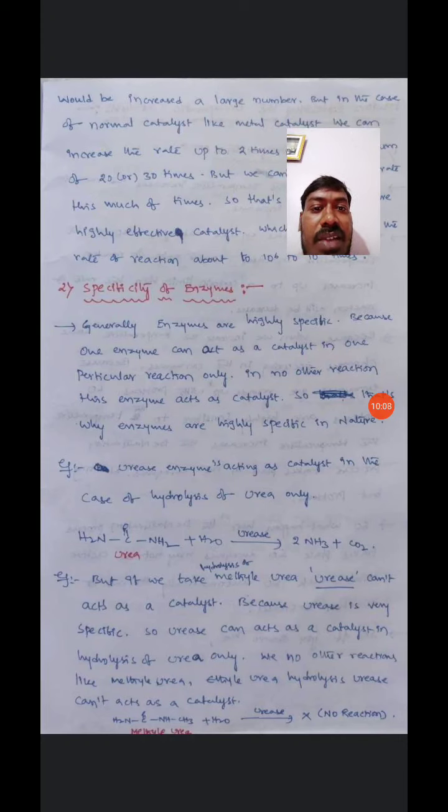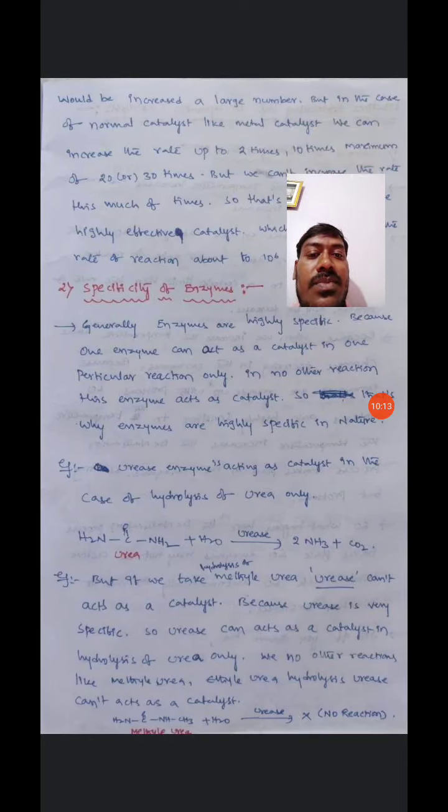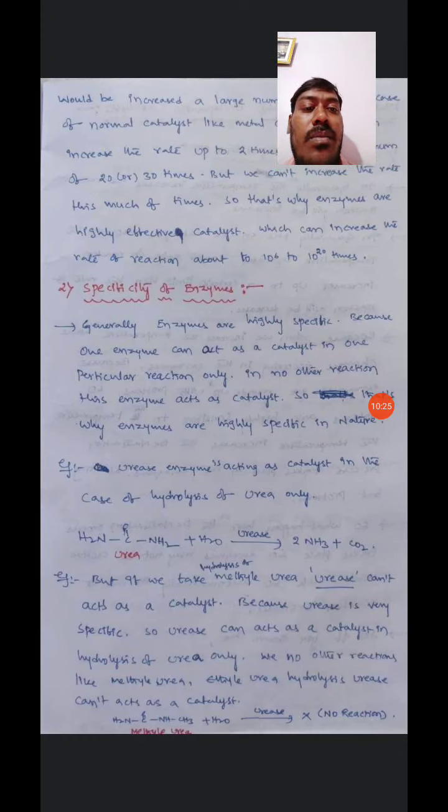But in the case of a normal catalyst, like a metal catalyst, we can increase the rate only 2 times or 10 times, a maximum of 20 or 30 times. We cannot increase the rate this many times. That's why enzymes are highly effective catalysts, which can increase the rate of reaction by about 10 to the power of 6 to 10 to the power of 20 times.